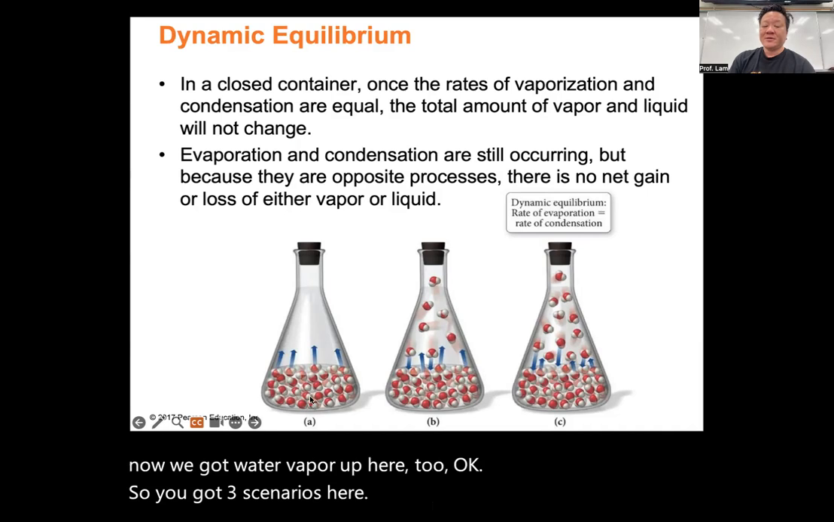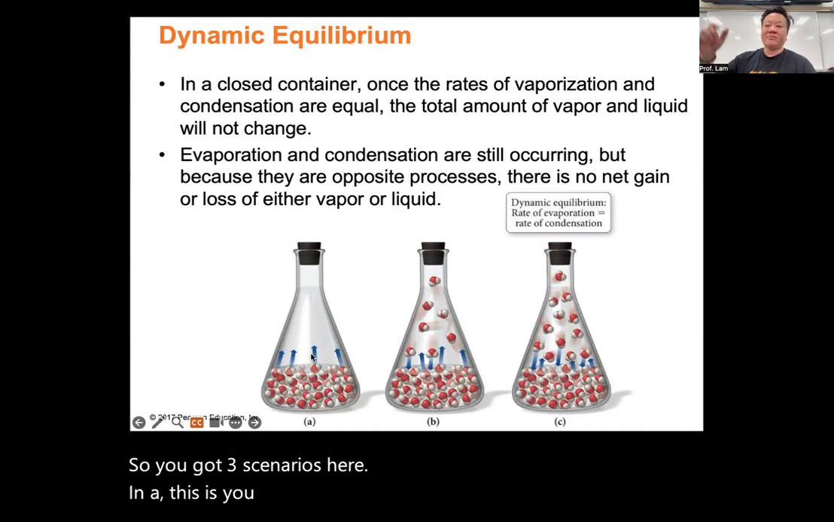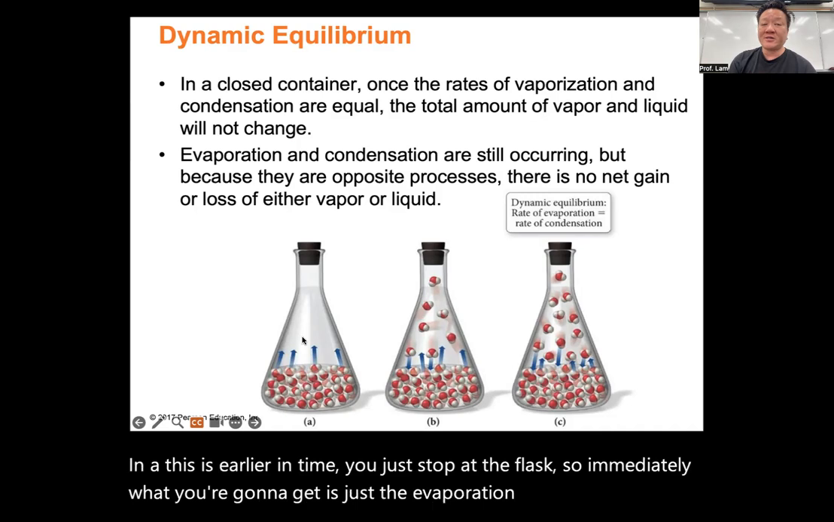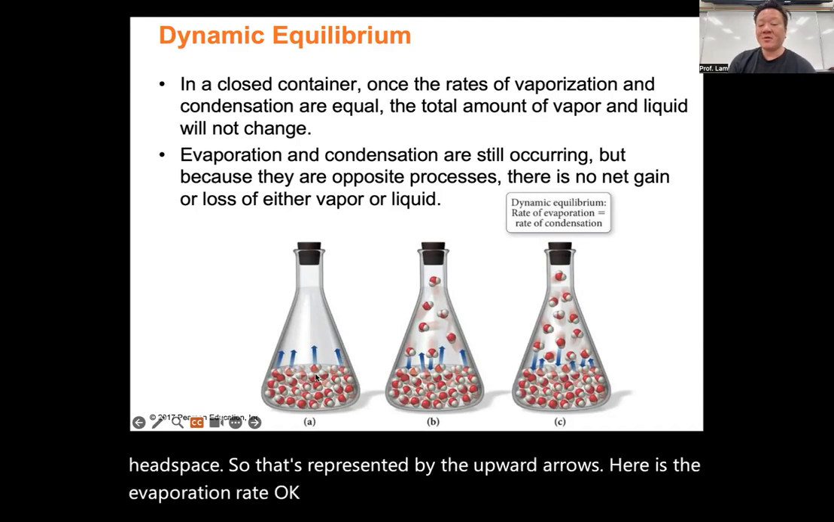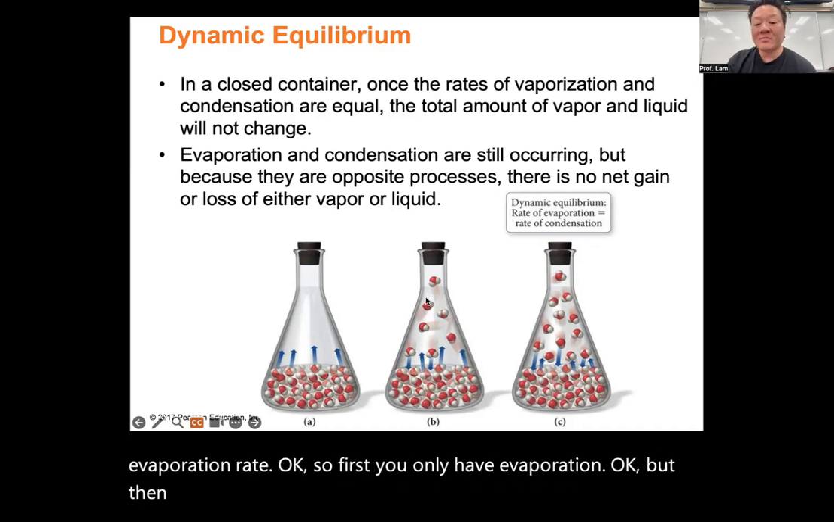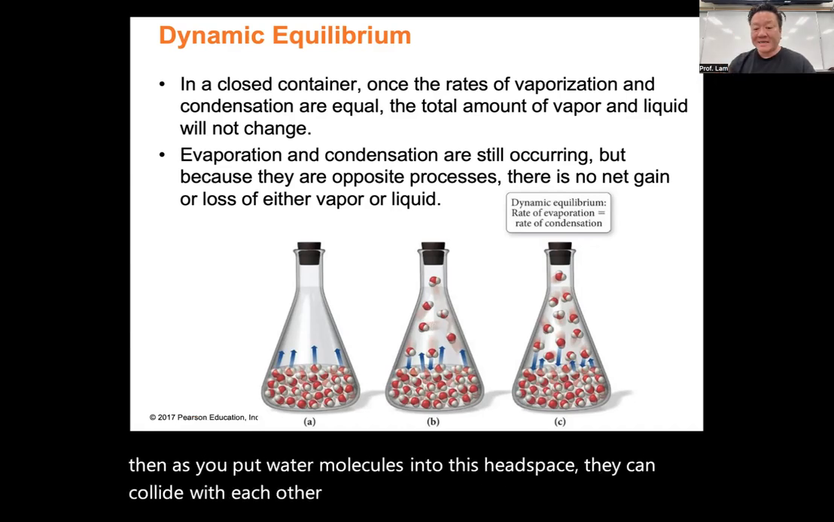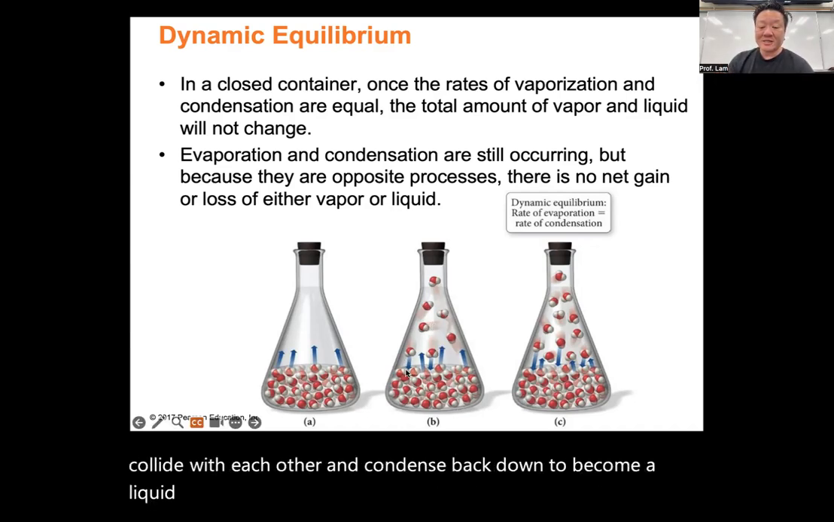In A, this is earlier in time, you just stoppered the flask. So immediately what you're gonna get is just the evaporation of water into this headspace. So that's represented by the upward arrows here, the evaporation rate, okay? So first you only have evaporation, okay? But then as you put water molecules into this headspace, they can collide with each other and condense back down to become a liquid. So you start to see small downward arrows now. Those are the rate of condensation, okay?